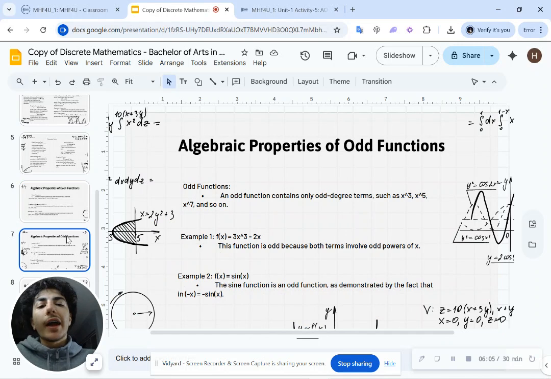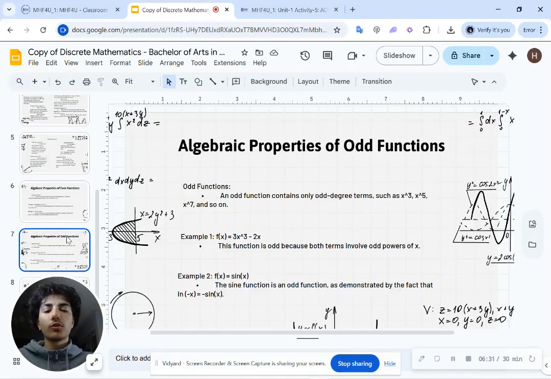Now let's look at the algebraic properties of odd functions. An odd function contains only odd degrees, such as x to the power of 3, x to the power of 5, x to the power of 7, and so on. Now let's look at example 1. f(x) equals 3x to the power of 3 minus 2x. This function is odd because both terms involved are odd powers of x. 3x to the power of 3, 3 is an odd number. 2x to the power of 1, 1 is an odd number.